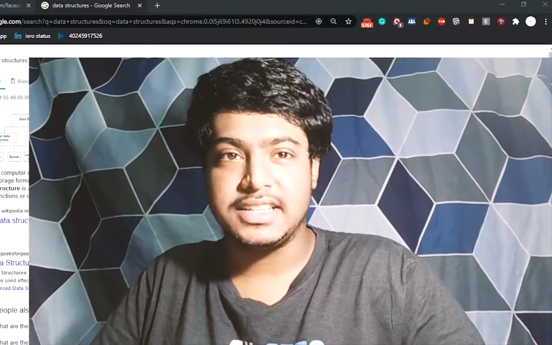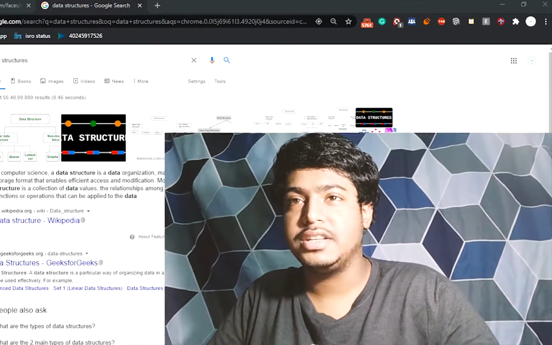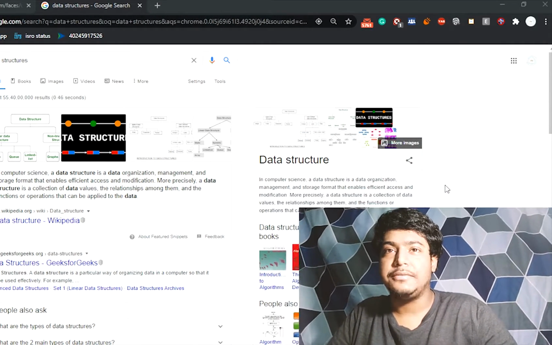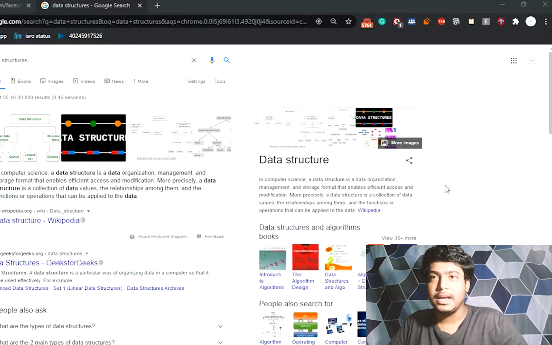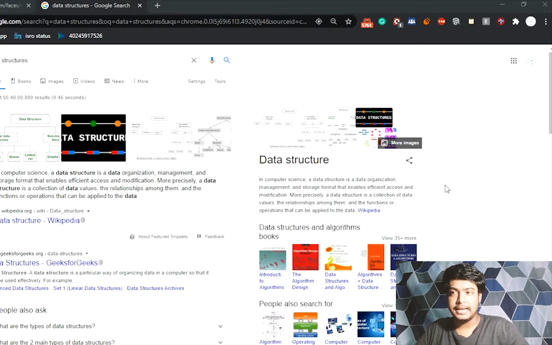Okay, so let's start with what is a data structure. In computer science, a data structure is a data organization, management and storage format that enables efficient access and modification. More precisely, a data structure is a collection of data values, the relationship among them, and the functions or operations that can be applied to the data. So let's start with the presentation now.